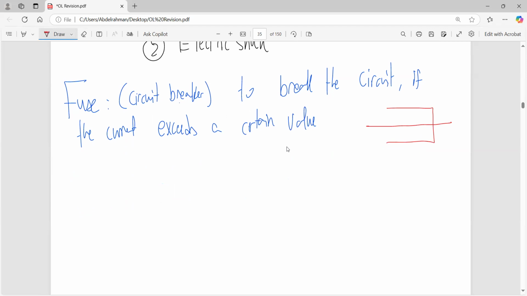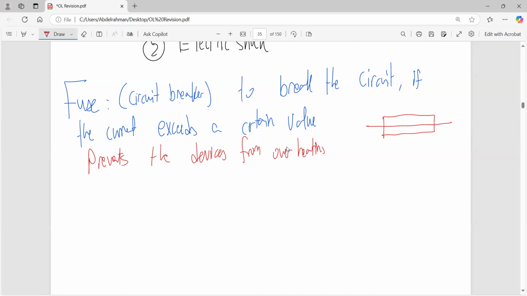This is a fuse. This is how we draw a fuse, a simple fuse with the wire passing through it. This fuse prevents the circuit, the devices, from overheating.